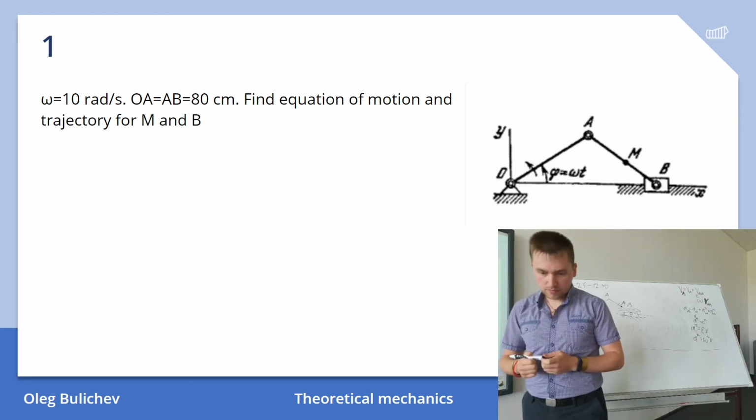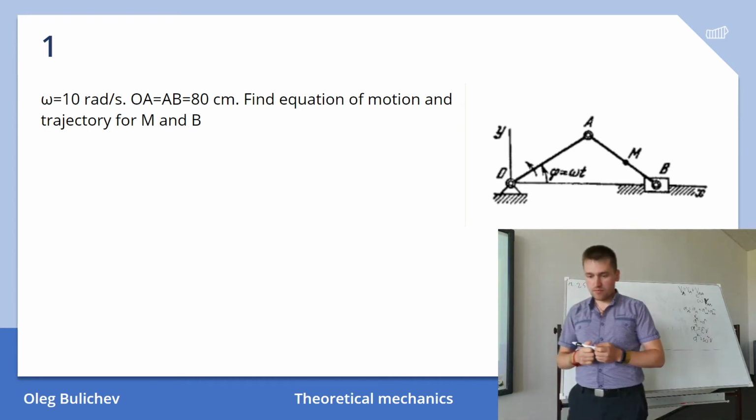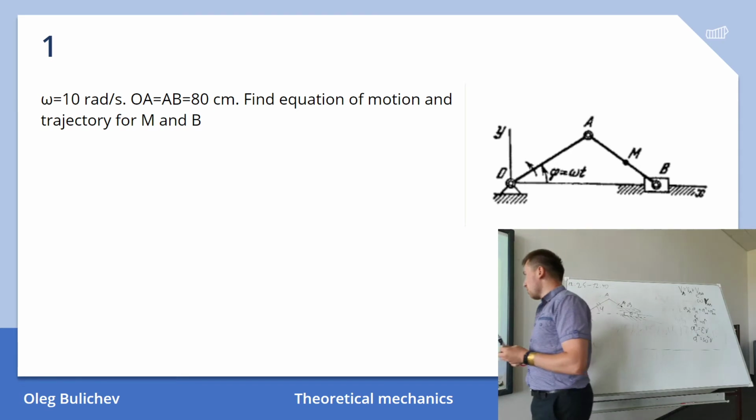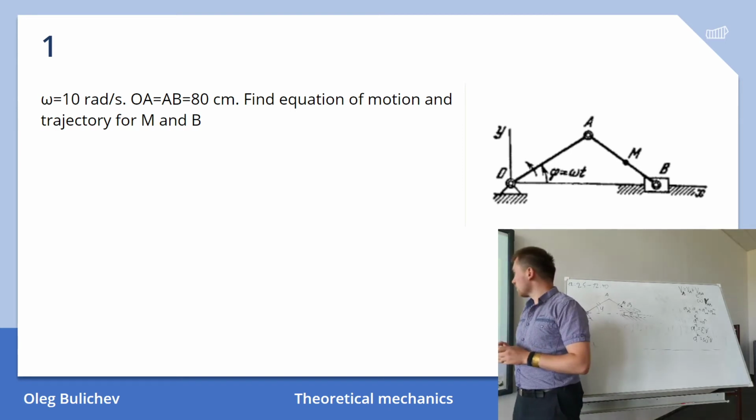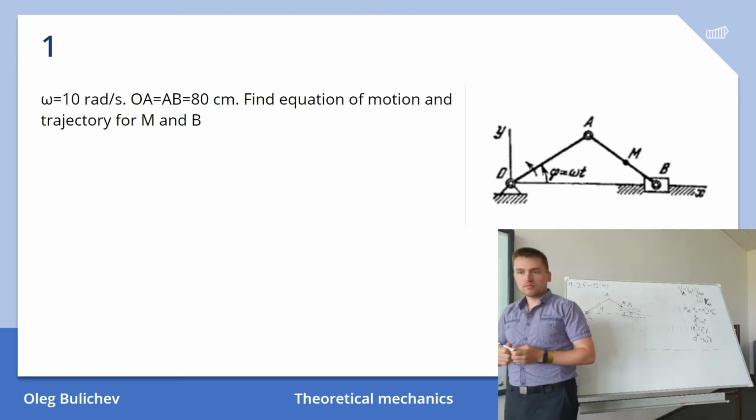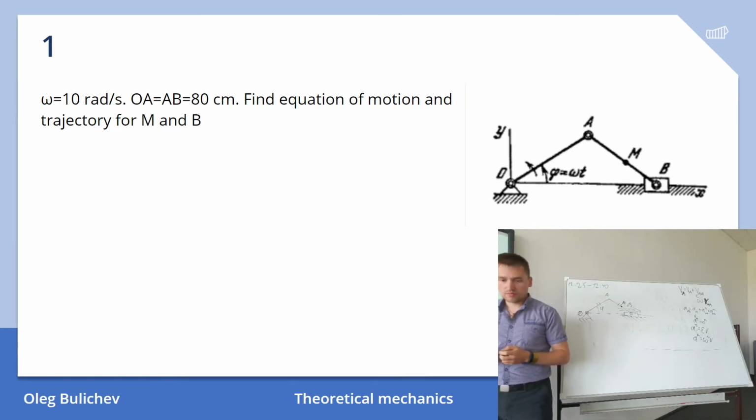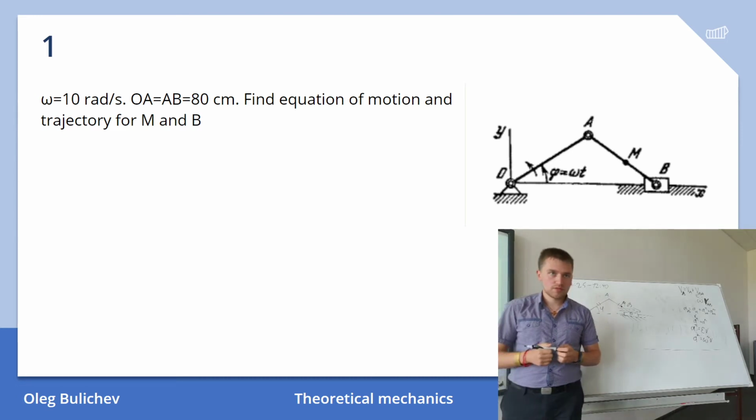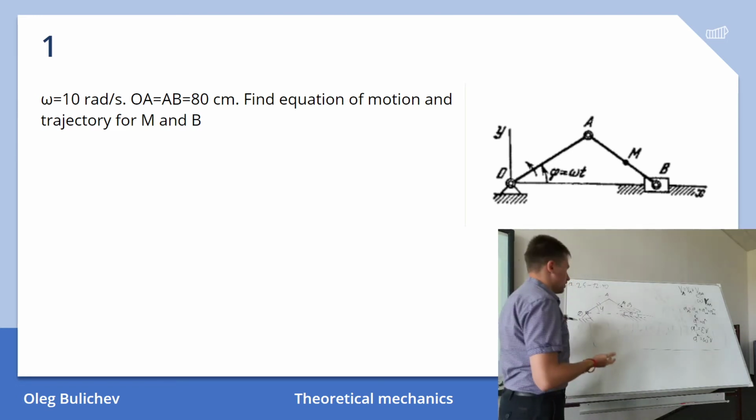Because M also has angular velocity. So how do you find B? What do we need to know? If we know coordinate A, we can find coordinate Y and coordinate B. So you're right. It's much easier to find B firstly.